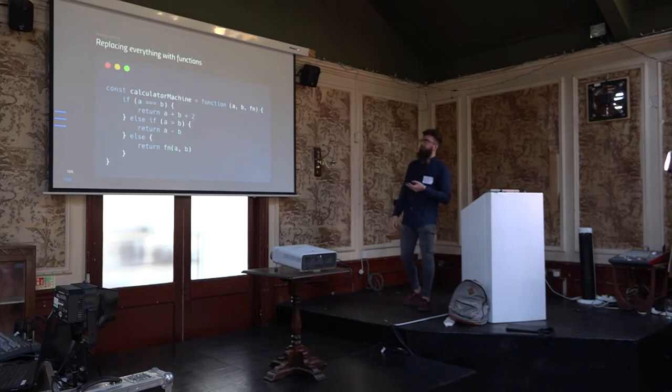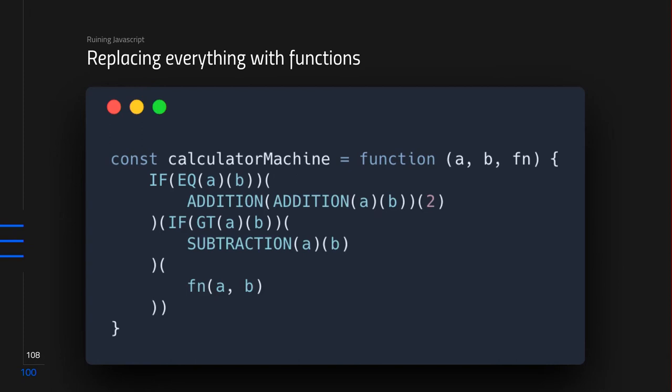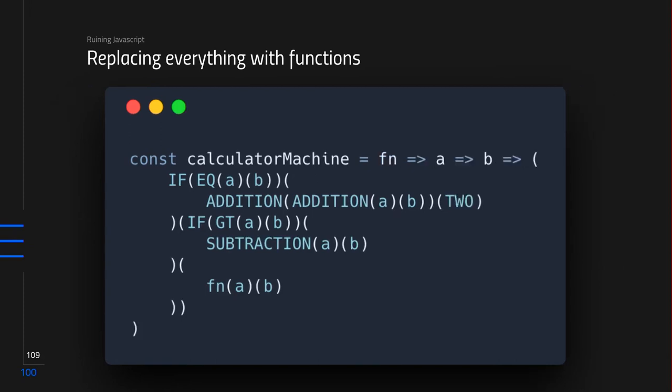So in our calculator machine, we can just replace everything with a function. So if is just going to be our identity function. This is just going to be EQ for the triple equals, and GT for greater than, of course. And then for a plus b plus 2, we can replace that with two additions. And we can even go further and make this all take a single argument. So this is how you write that function with functions. And now we're not using anything except functions.